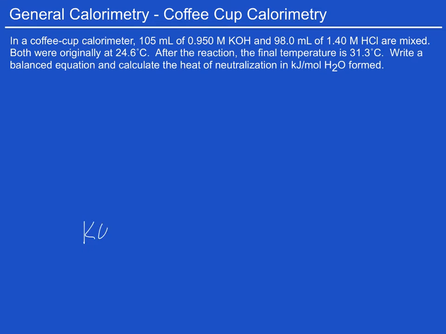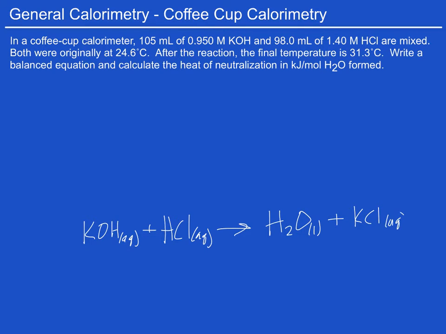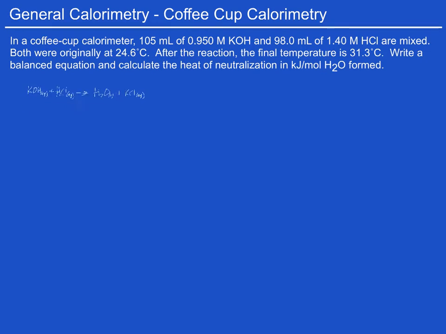So we have aqueous potassium hydroxide, and we are mixing that with aqueous hydrochloric acid. This is a simple neutralization reaction, so we're going to make water and a salt. Water, designate that liquid, and in this case we'll make KCl, which from our solubility rules with an alkali metal, KCl, it's going to be aqueous. Okay, so that's part one. We have our reaction written.